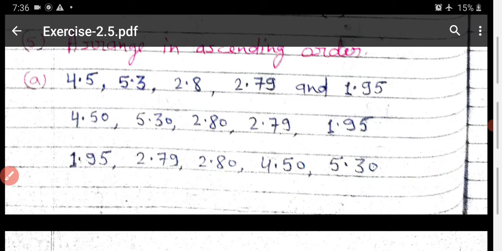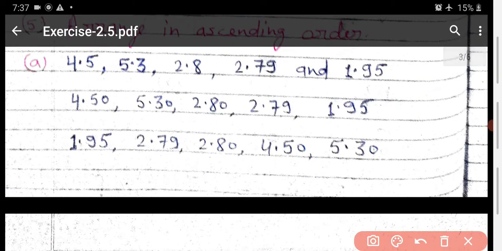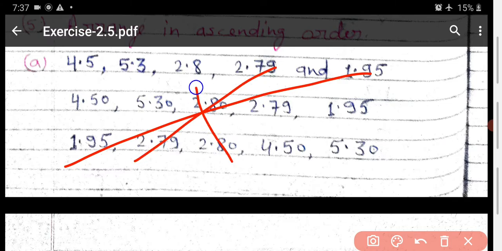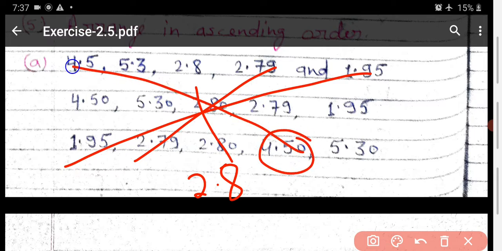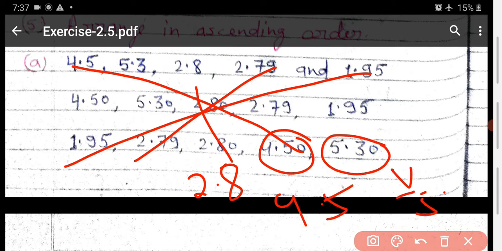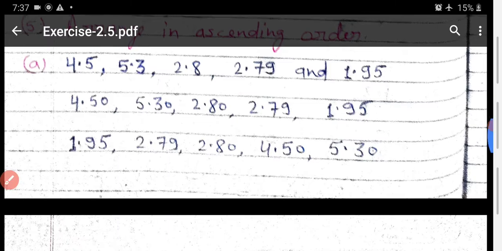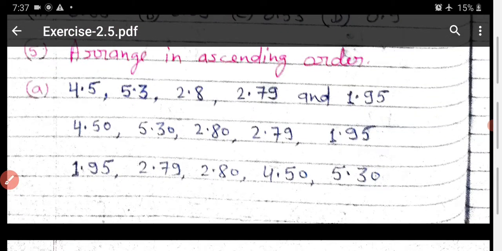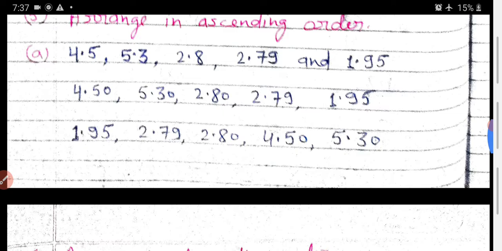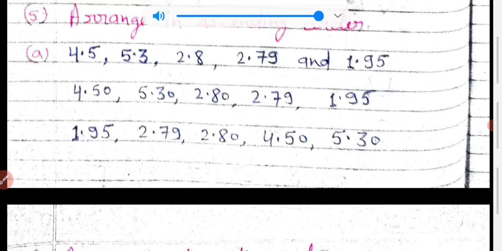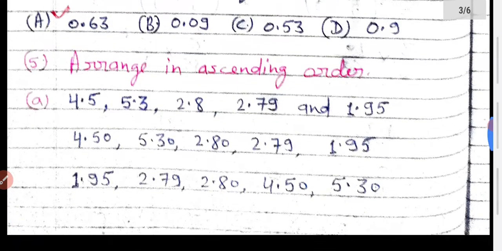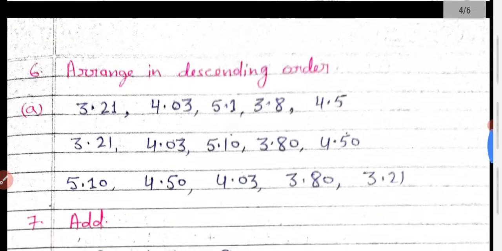Or rather you can write in standard form 1.95 as it is, 2.79 as it is, 2.80 is made from 2.8, right? So you can write here 2.8 if you want to match your answer with the answer sheet. 4.50 you made from 4.5, so you have to write here 4.5 and 5.30 is made from 5.3. So this is the final answer. Okay, this is also correct, or you can convert into the same form, then you also get the correct answer. One part I am solving here, remaining part you have to do in homework. Now come on question number 6.